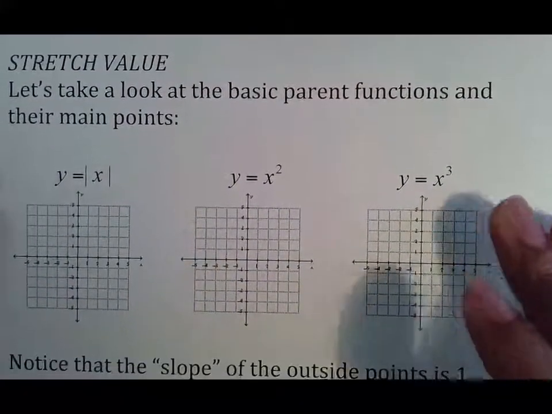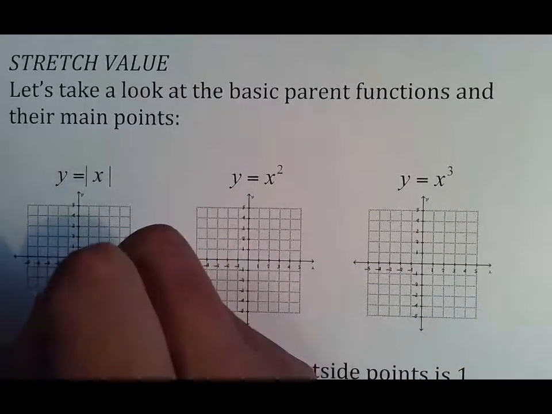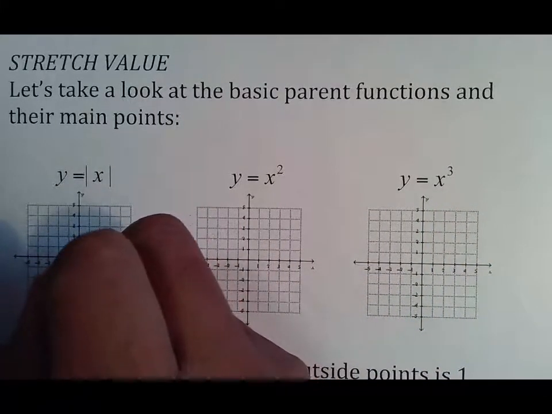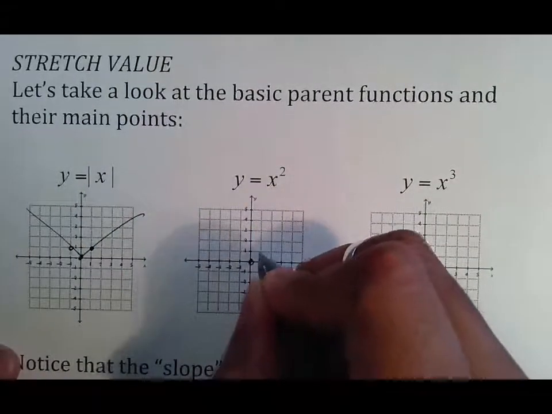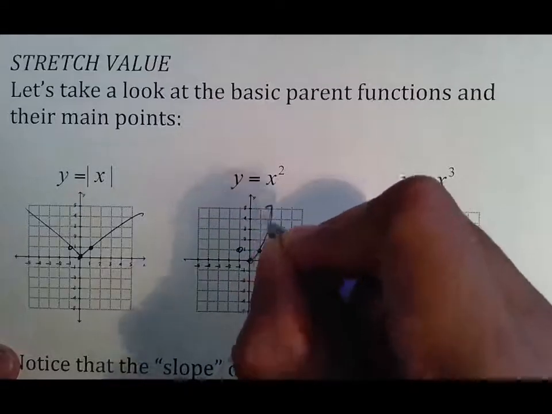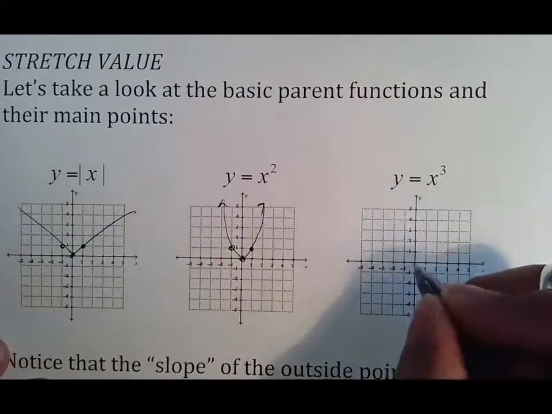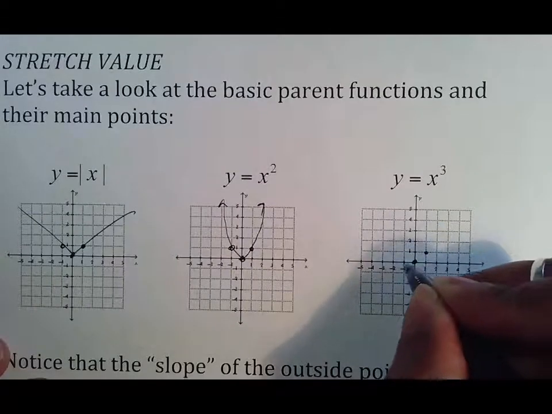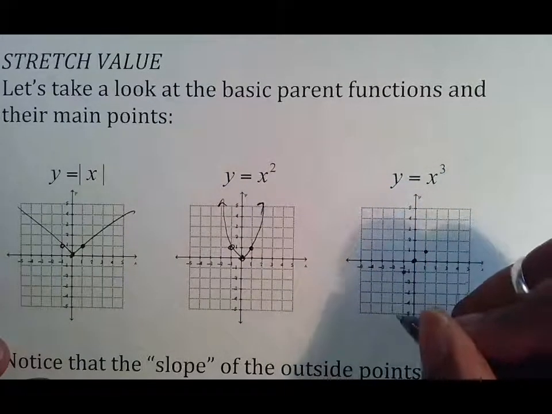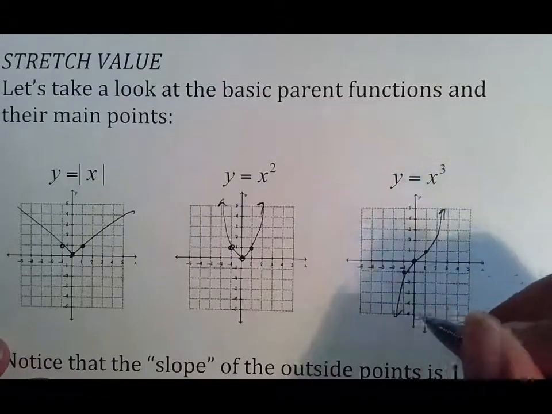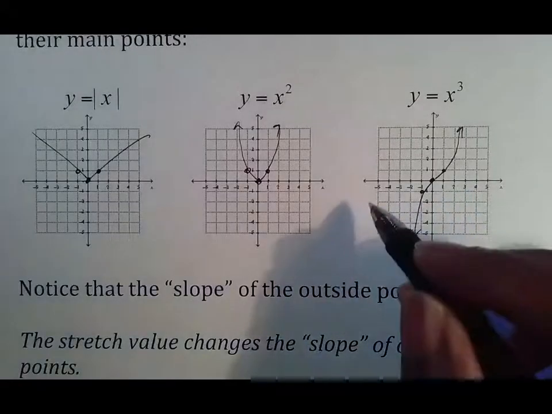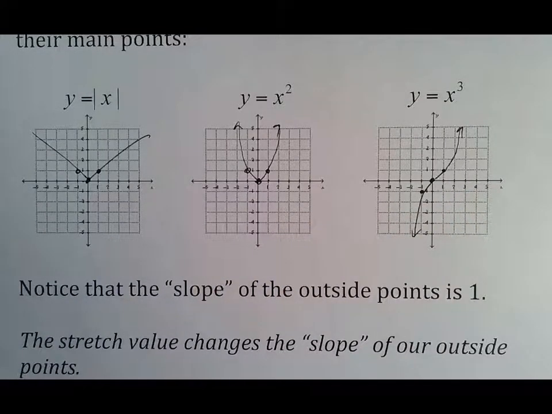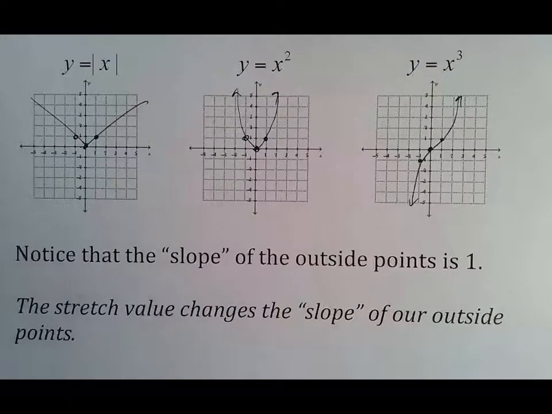Stretch value. Let's look at the basic parent functions and their main points. This 0, 0, 1 over 1 up, back 1, up 1. X squared 0, 0 over 1 up 1, back 1, up 1. Makes a U. X to the third 0, 0 over 1 up 1, back 1, down 1 because x to the third, and it's shaped like a U with a nice little move in the middle. So notice that the slope outside of those points in terms of the ones on over 1 and back 1 are 1. The stretch value just changes that number. So again, your stretch value, just instead of going 1, you'd go based off what the stretch value is.